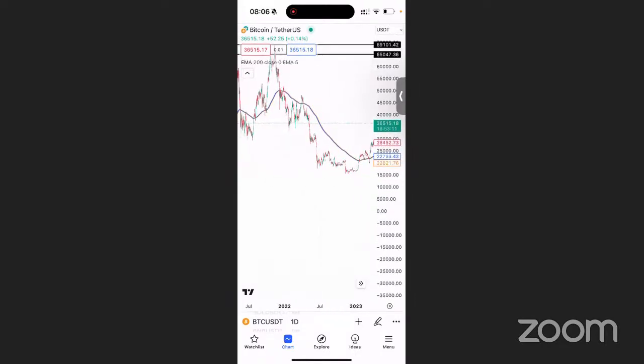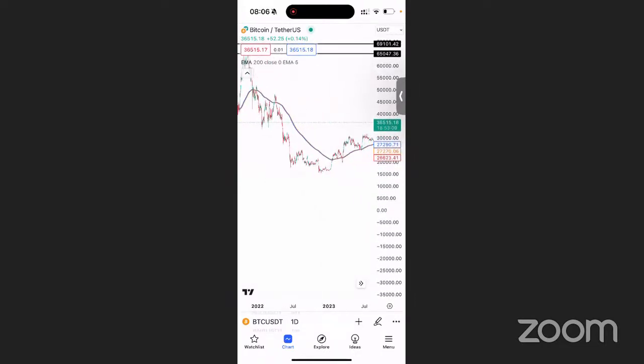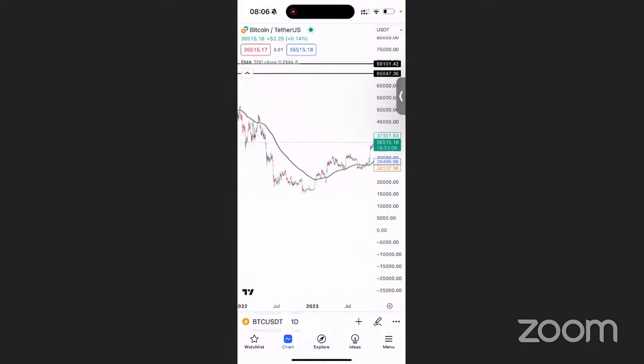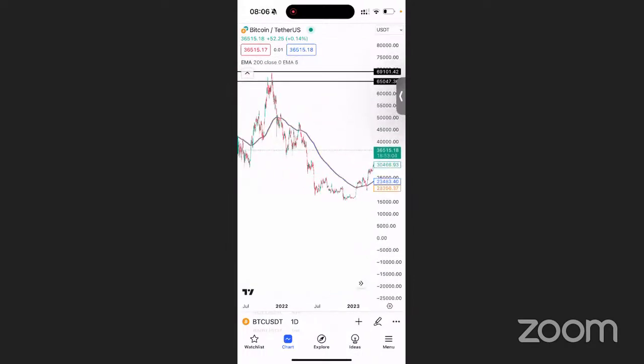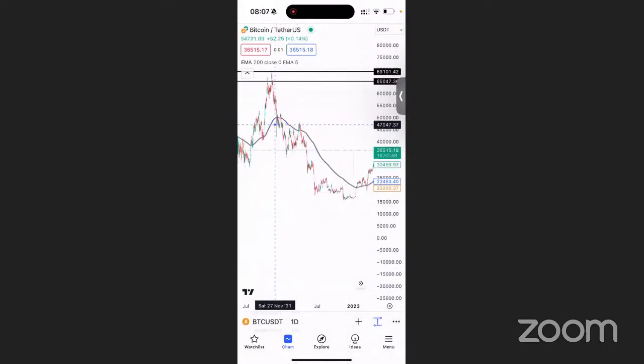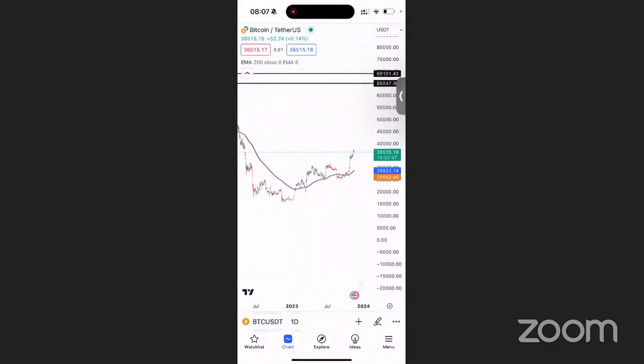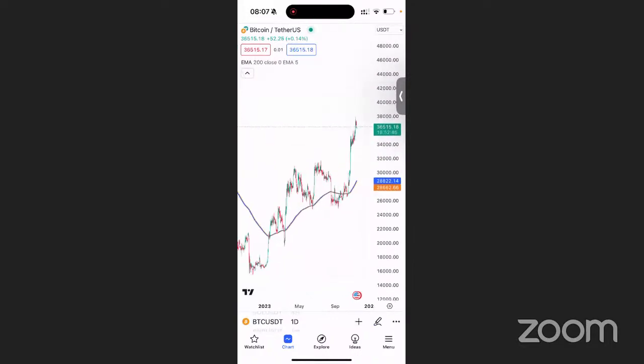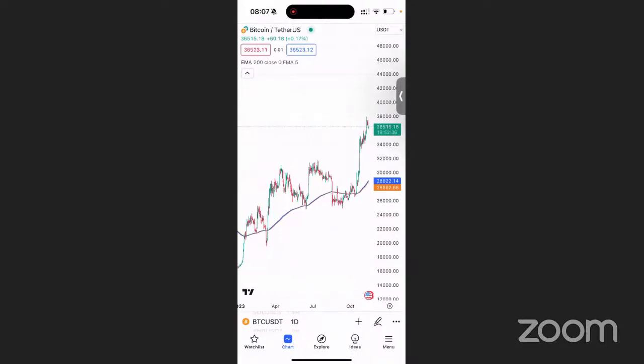Then later, we saw a break. So Bitcoin moved down and it broke the 200 moving average, ladies and gentlemen. I want you to see very clearly, it broke the 200 moving average. And you can see these points here. Now it was acting as a resistance, and things did not work out until recently in 2023, where we see that candles have lately crossed the 200 moving average, and they are now forming above it.